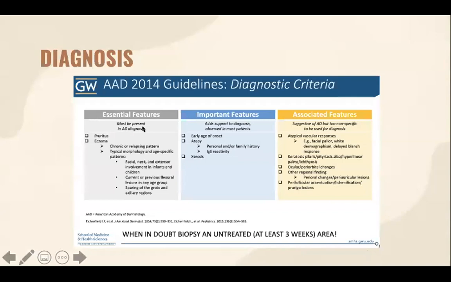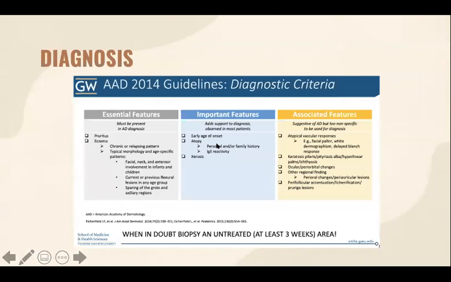The essential features that must be present in the diagnosis of atopic dermatitis are pruritus and eczema characterized by a chronic or relapsing pattern, with typical morphology and age-specific pattern. In terms of distribution, it will be facial, neck, and extensor involvement in infants and children, and current or previous flexural lesions in any age group, with sparing of the groin and axillary region.